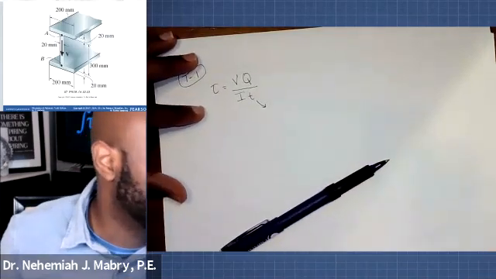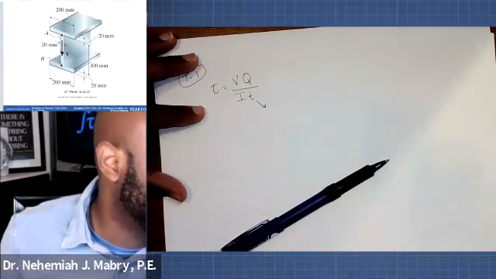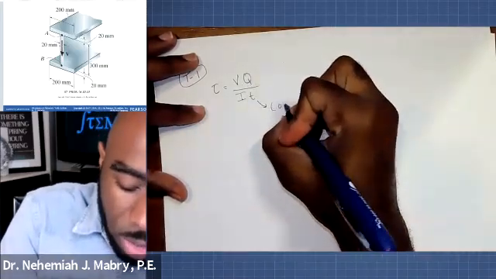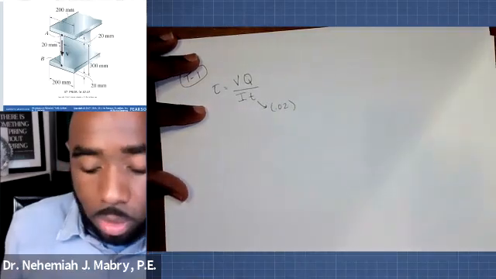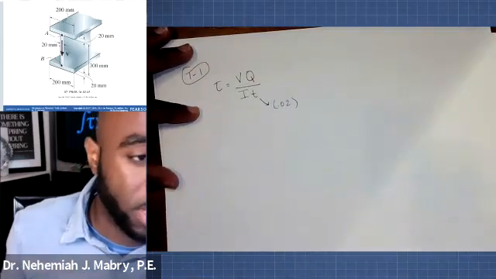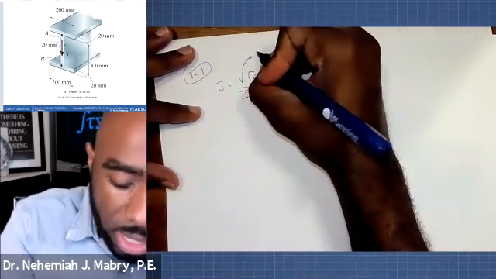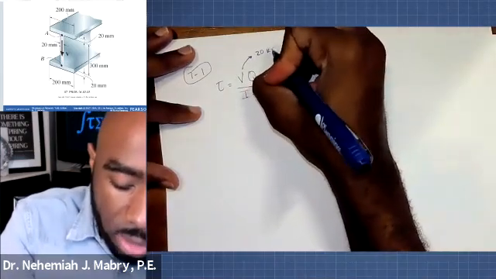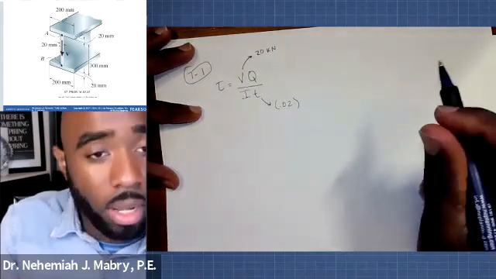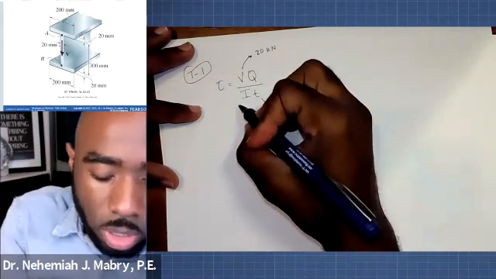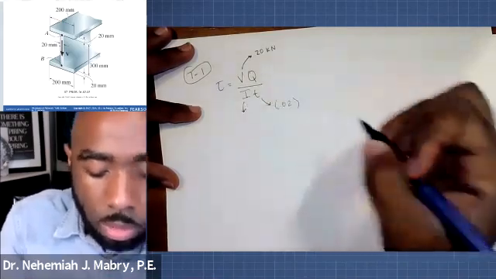Are we going to use the width of the flange or the web? Well, the question is very obvious. We're going to use the thickness or the width of the web. Next, it says V. Well, in the problem statement, it tells us that V is 20 kilonewtons. We also know we're going to need the moment of inertia. Well, what is the moment of inertia?